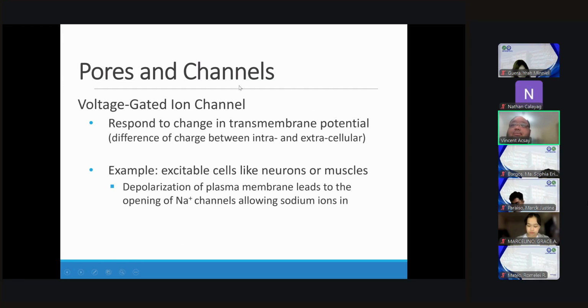One example of pores and channels in terms of regulation is the voltage-gated ion channel. If you have discussed the action potential in physiology, this should not be a new thing to you. Voltage-gated ion channels respond to changes in the transmembrane potential, or the difference of charge between the intracellular environment and the extracellular environment. These channels exist in excitable cells, for example neurons or muscles, where depolarization of the plasma membrane leads to the opening of sodium channels and then allows sodium ions in.